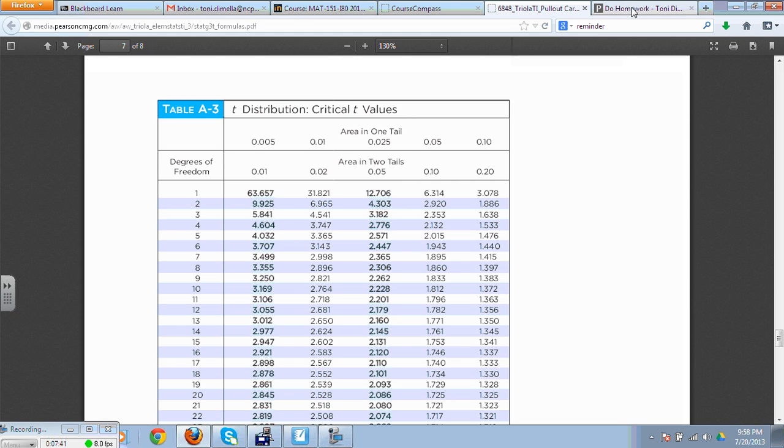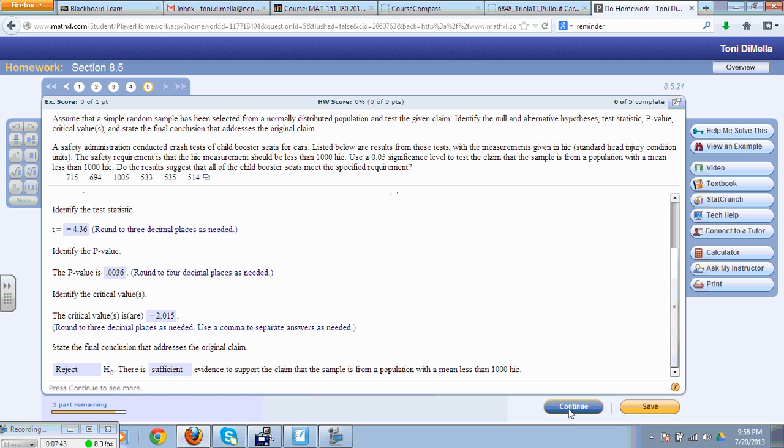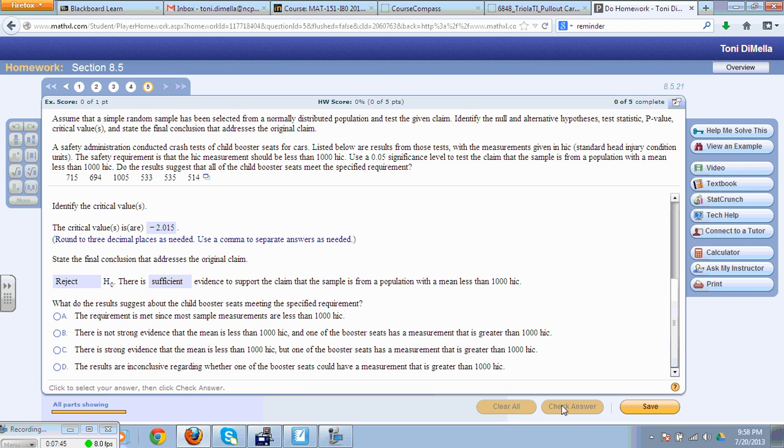For the question, it says, does it meet the requirement? Yes, because we rejected the null, which supported our claim. So then we're good, even though this one is greater than, allegedly these booster seats are safe. And that's how you do a t-test.